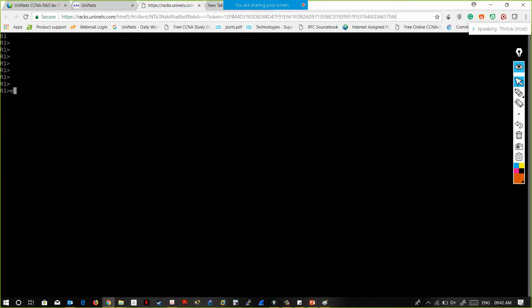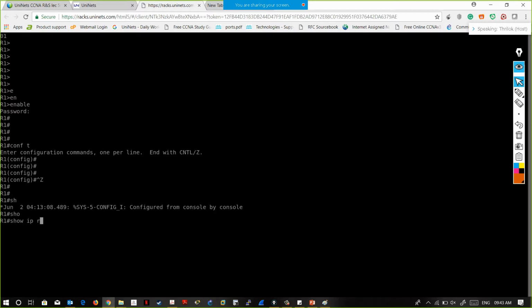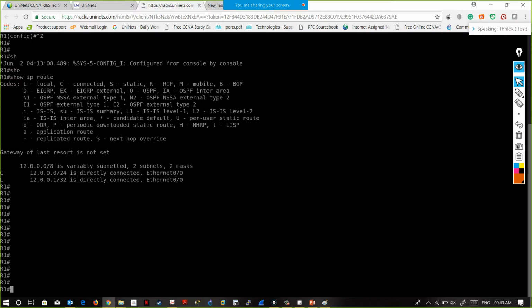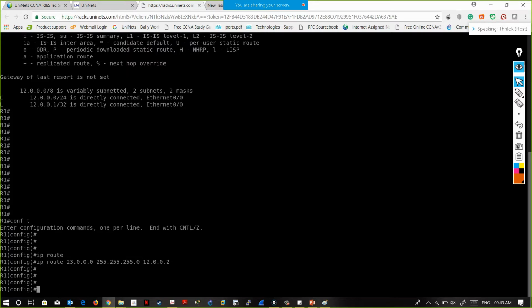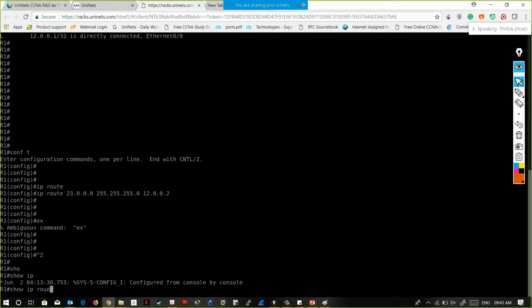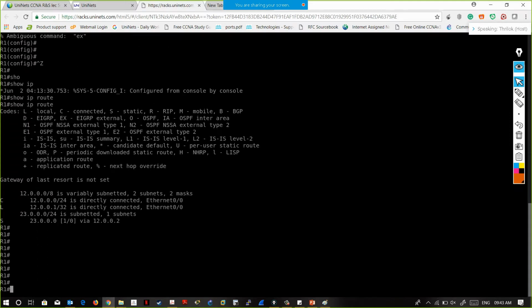Let me check whether I have done any configuration. This is my routing table. This is my directly connected. 12 network is directly connected. Okay, you can see it here. C is directly connected. You can see here 12.0.0.0/24 is directly connected, and through interface Ethernet 0/0.